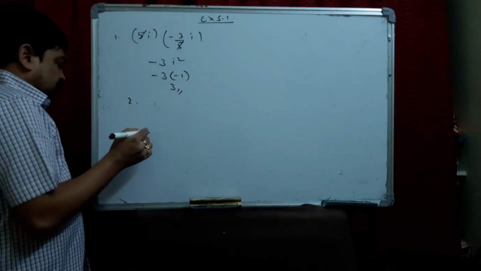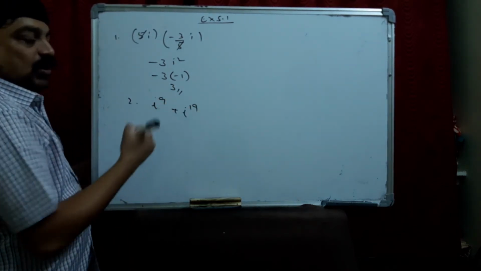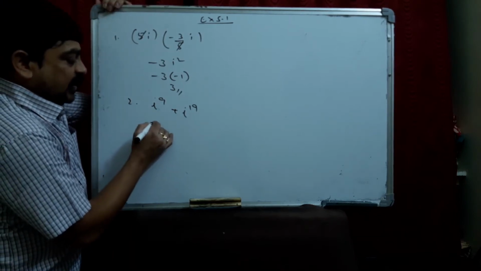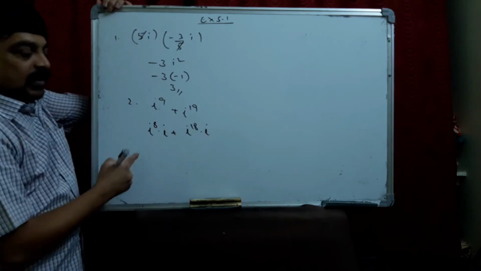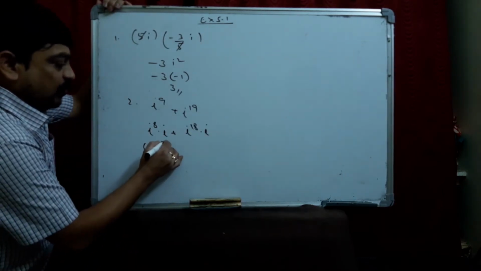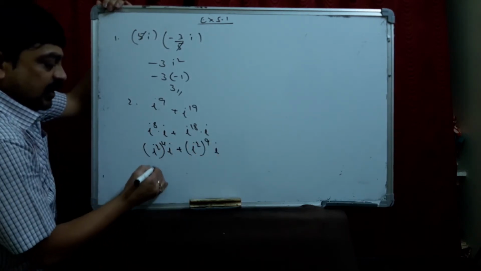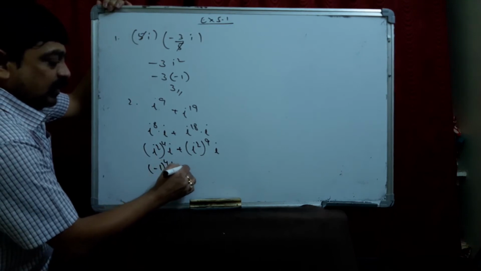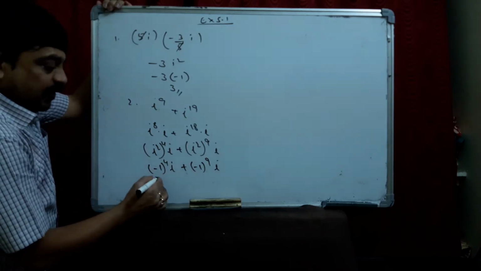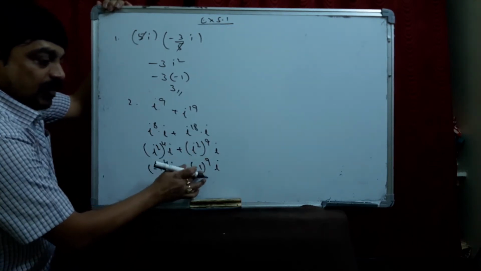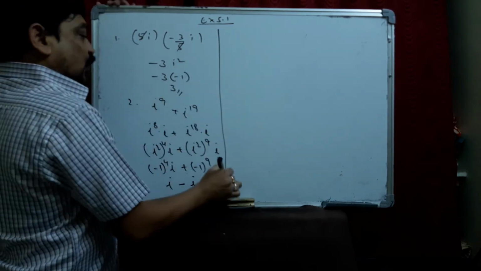Okay? Next question, i power 9 plus i power 19. I told you both are odd powers. So we write i power 9 as i power 8 into i, and i power 19 as i power 18 into i. i power 8 we write as i square power 4 into i, and this as i square power 9 into i. i square is minus 1, so minus 1 power 4 into i, and minus 1 power 9 into i. Minus 1 power 4 is even power, so plus i. Minus 1 power 9 is odd power, so minus 1 into i. So the answer is 0.